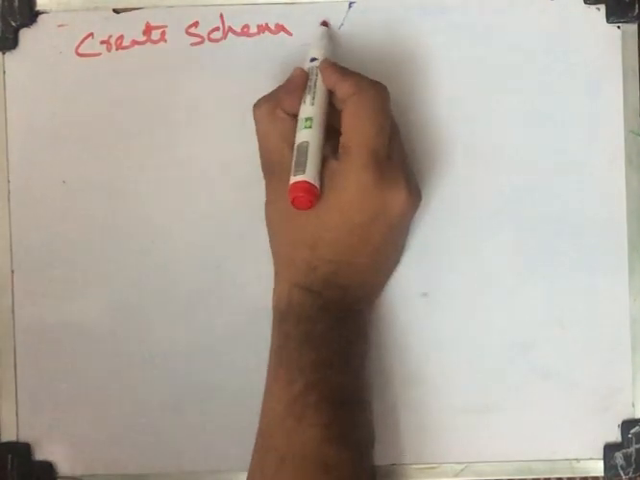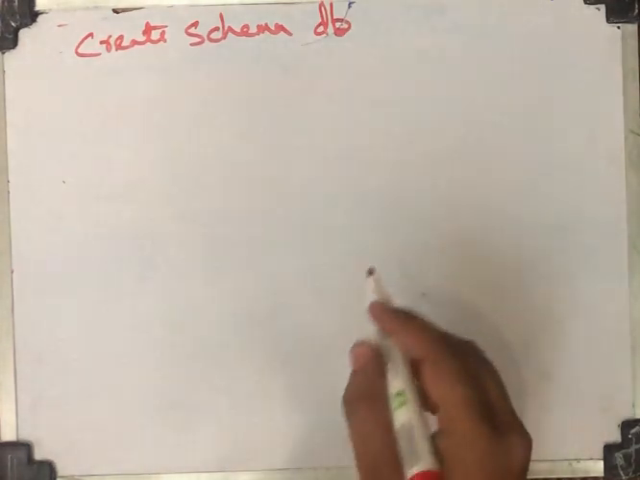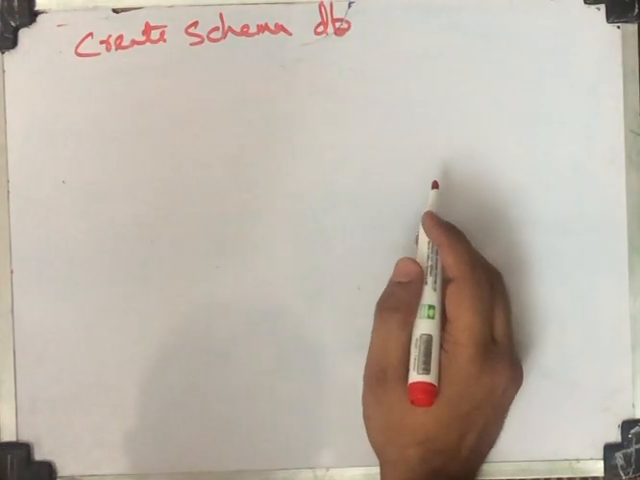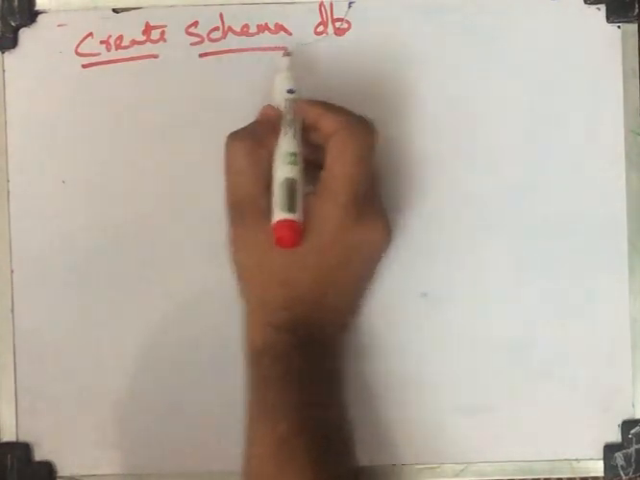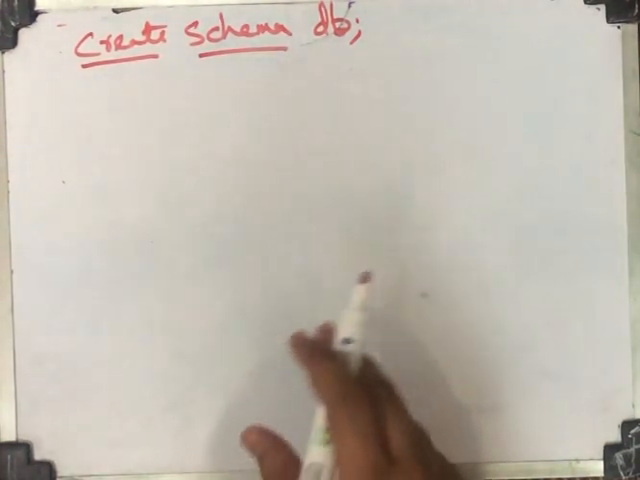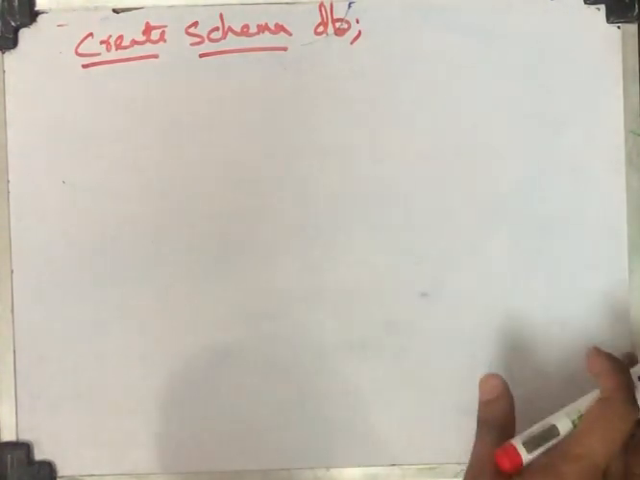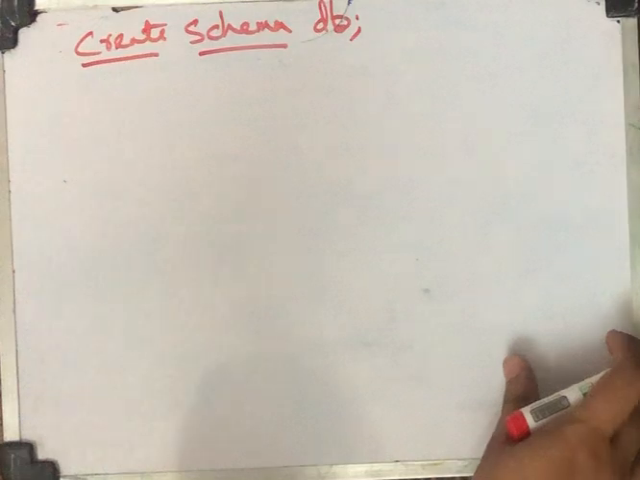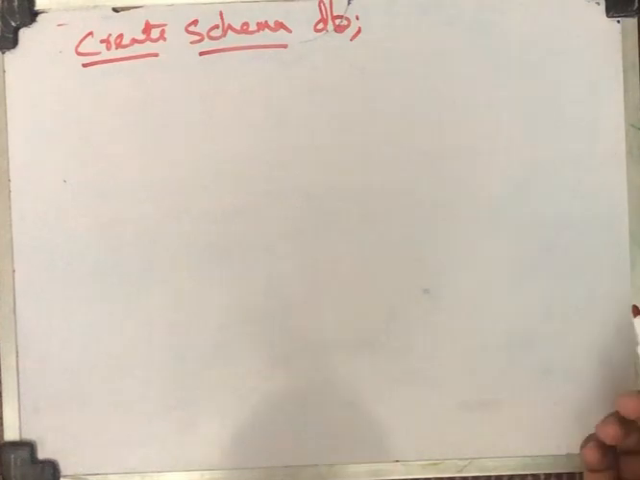This command is used to create a logical partition in SQL Server, and it is used to create a complete database in Oracle. Here, create is a keyword, schema is a keyword, while DB is a user defined name which is provided for that newly created database if we are applying this command in Oracle. And if we are applying this command in SQL Server, this name would be assigned to a logical partition.